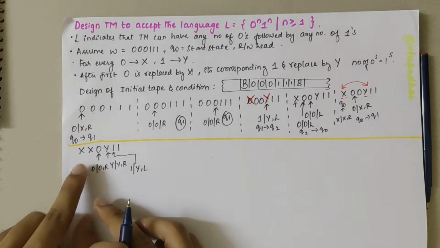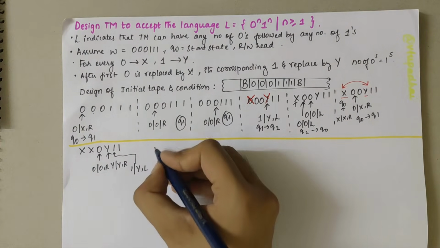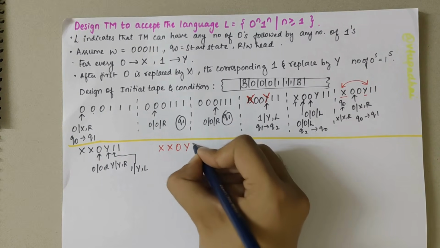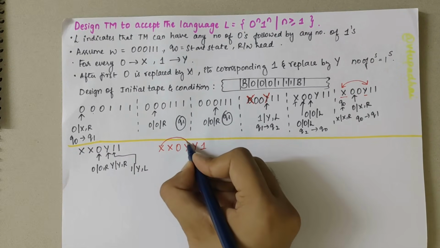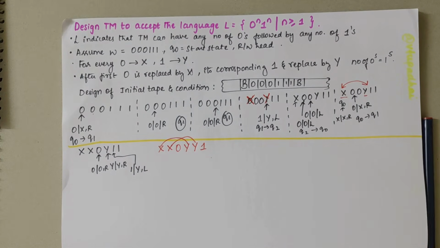For the second x, I have found the second y. So I need to start moving left. So I'll get x 0 y y and 1. So for the first x I have found the first y, and for the second x I have found the second y. I'll show the moves here.